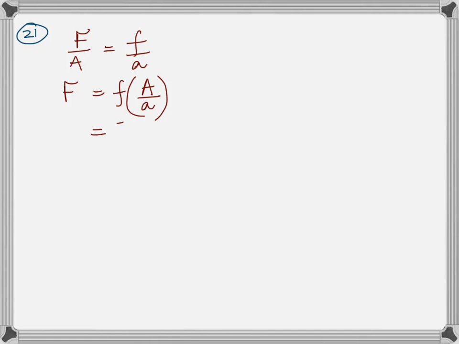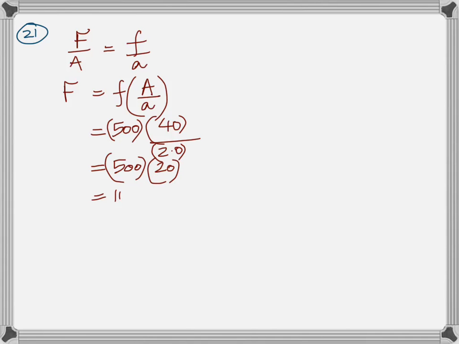So this is 21. Big force by big area is equal to small force by small area. So you're asked to find the bigger force, rearrange, plug in the numbers, and you're done. 500 times 20, that is 10,000 Newton. Amazing. Just by applying 500 Newton, you're getting 10,000 Newton.